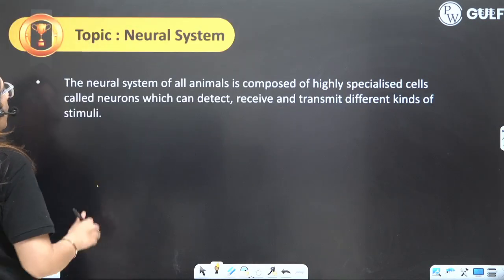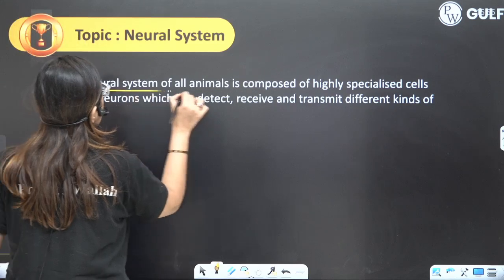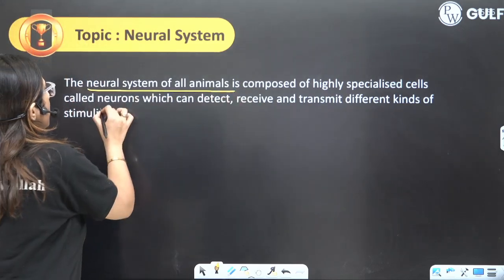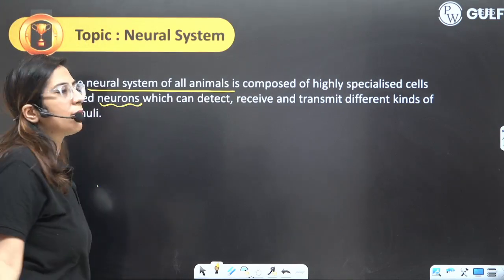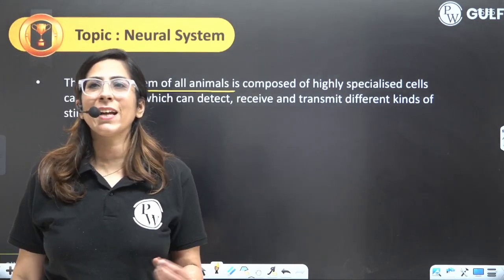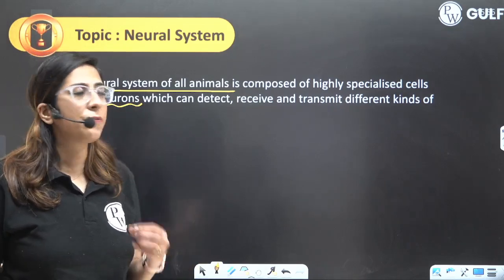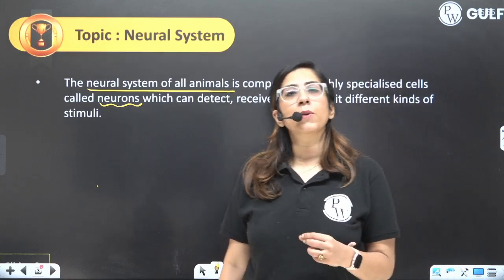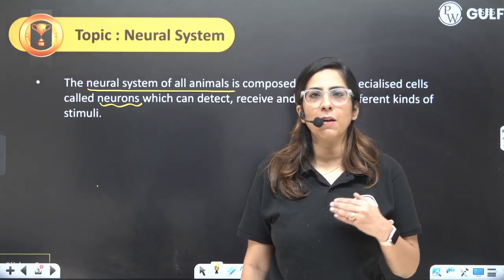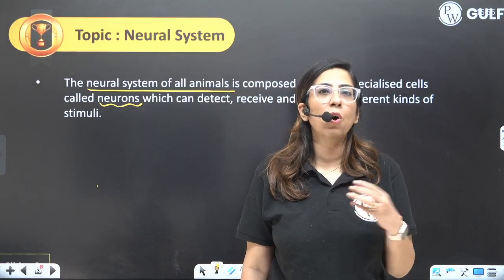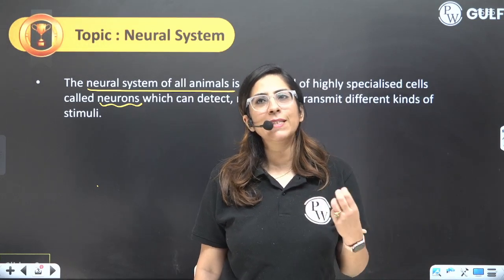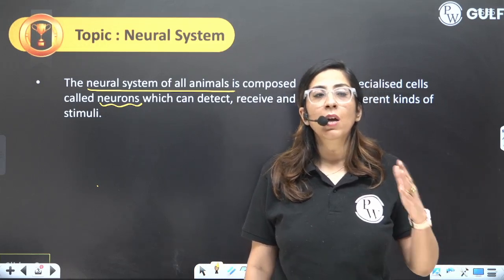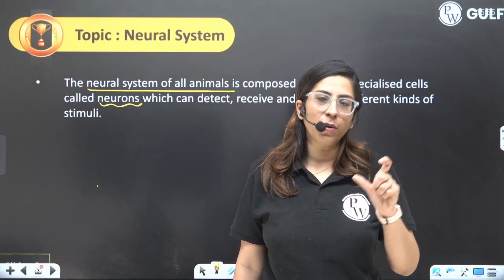So let's start. What is a neural system? The neural system of all animals is composed of highly specialized cells termed neurons. What is the function of neurons? They detect, receive, and transmit different kinds of stimuli. We are able to sense anything just because we have neurons in our body. Neurons are of a normal size, but they transmit information from one neuron to another.